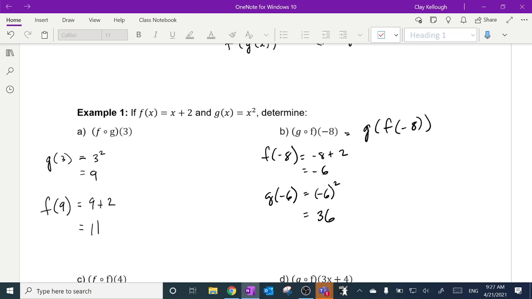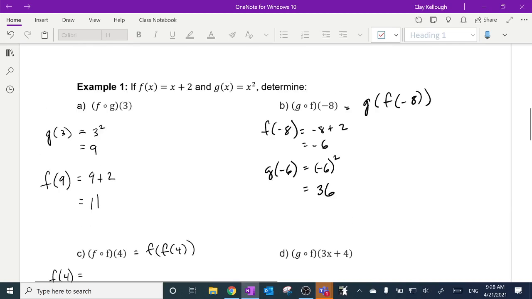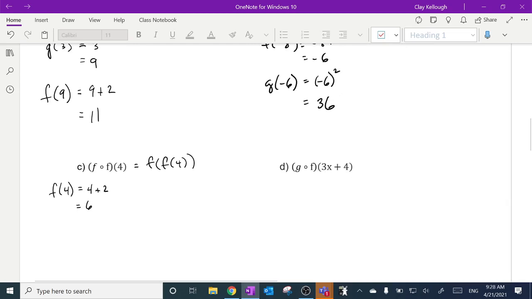Okay. Next. That second f should be italicized like the first, but basically what we want is f of f of 4. First of all, we're going to find what f of 4 is. And again, the function for f is x plus 2. So this is 4 plus 2, which is 6. And then I would like to find f of 6, which is again x plus 2, so that's 6 plus 2, which is 8.